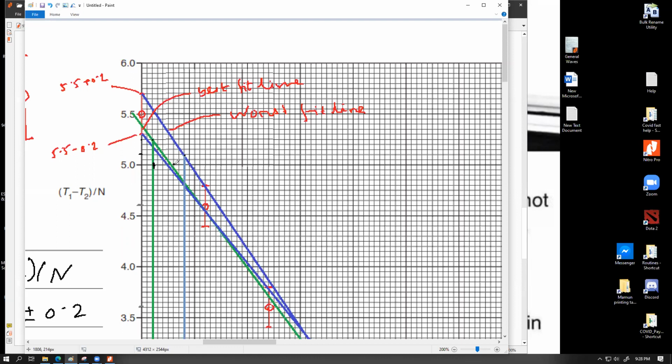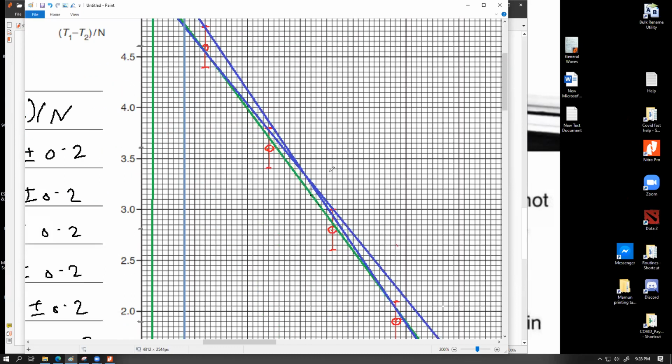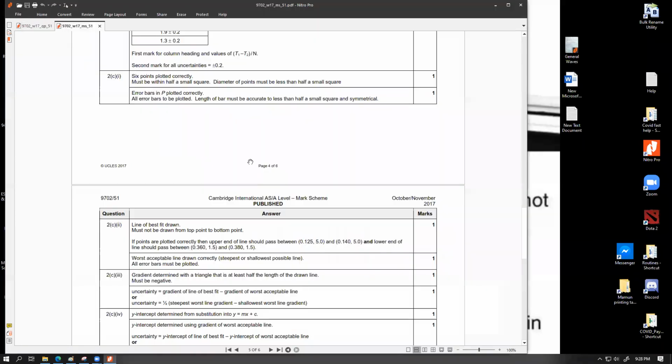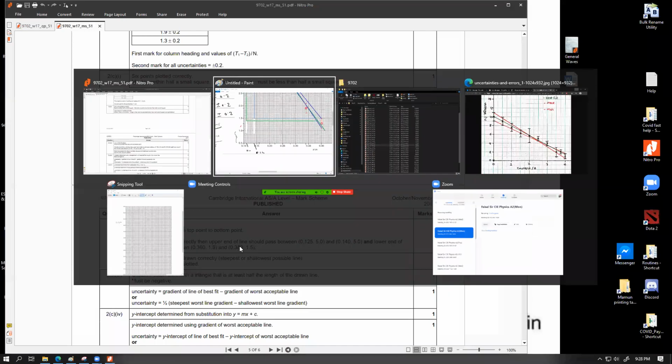Yes, sir. For the upper bound, it's okay. Let's go for the lower bound. And the lower end line should pass through 0.360, 1.5, and 0.380, 1.5.